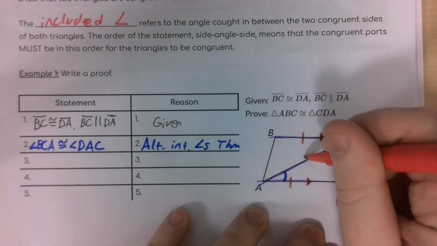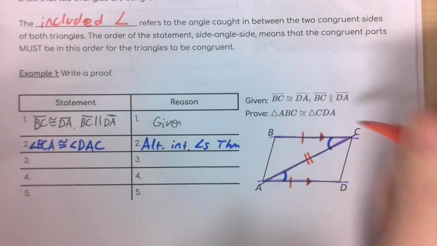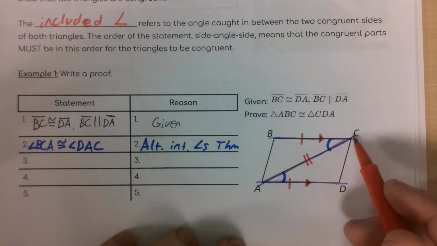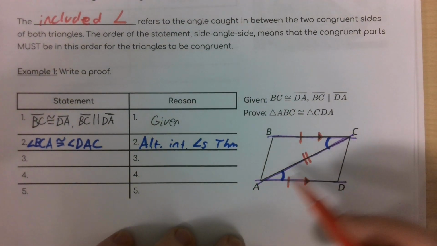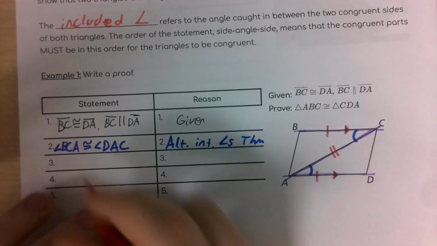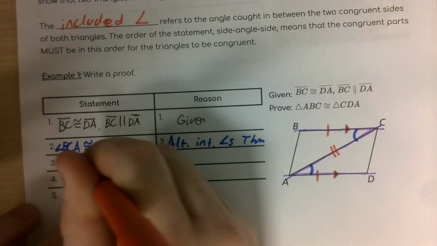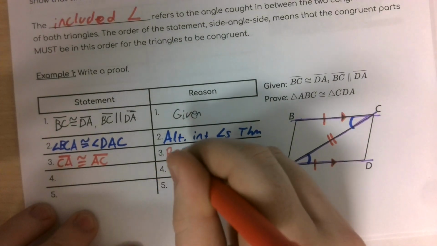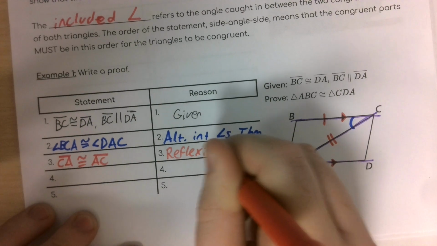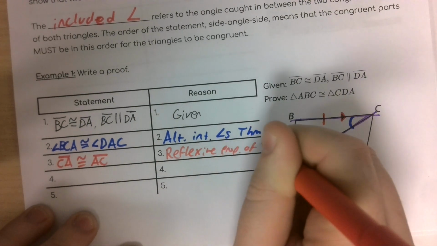Recall that something can be congruent to itself. CA and AC are the same line. So we could say that CA is congruent to AC because of the reflexive property of congruence.